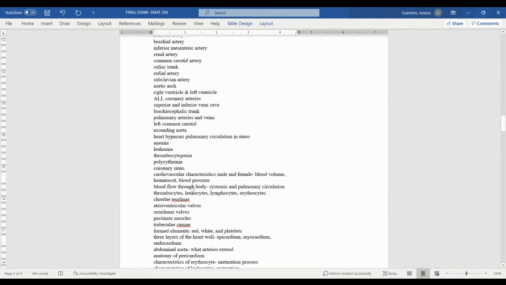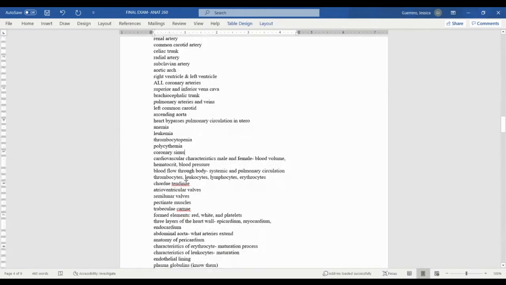You need to know the circulation of blood flow through the body. And if you did the week 8 review, I put a diagram on there to help with that. Systemic and pulmonary circulation. You need to be familiar with the different aspects of blood. So the different types of cells: thrombocytes, which are platelets; leukocytes, which are white blood cells; lymphocytes, which are a type of leukocyte or white blood cell, and there are two types of lymphocytes; and then erythrocytes, which are red blood cells.